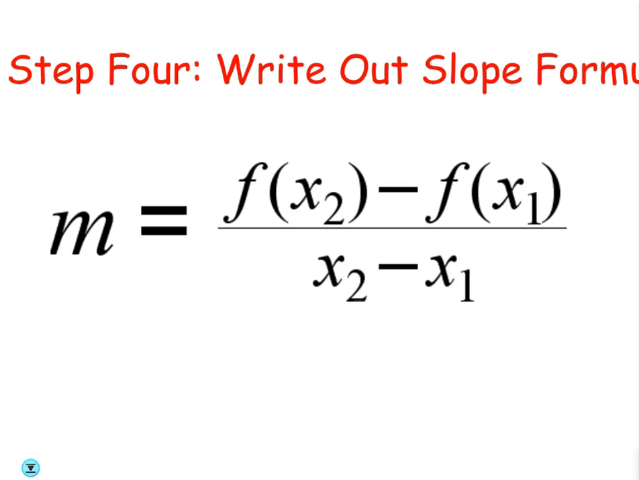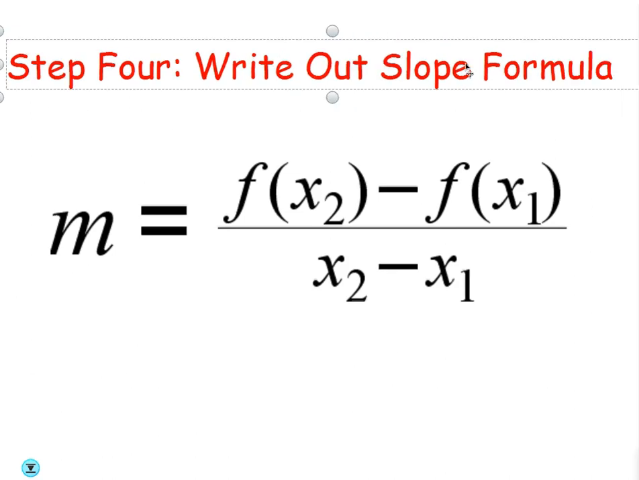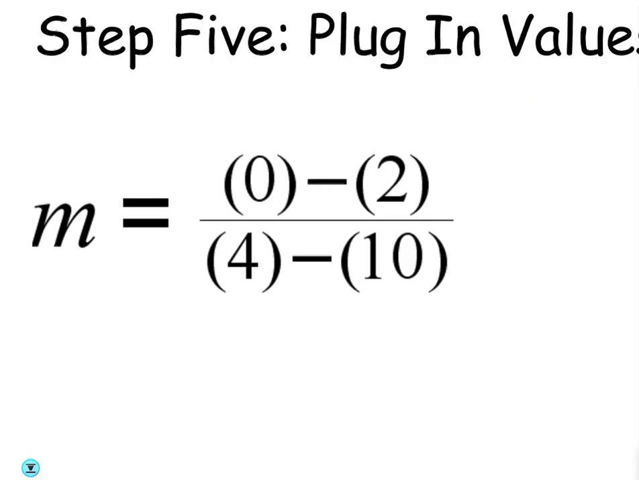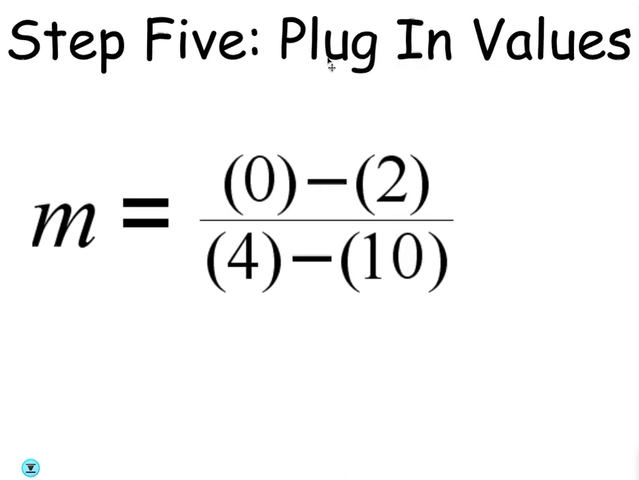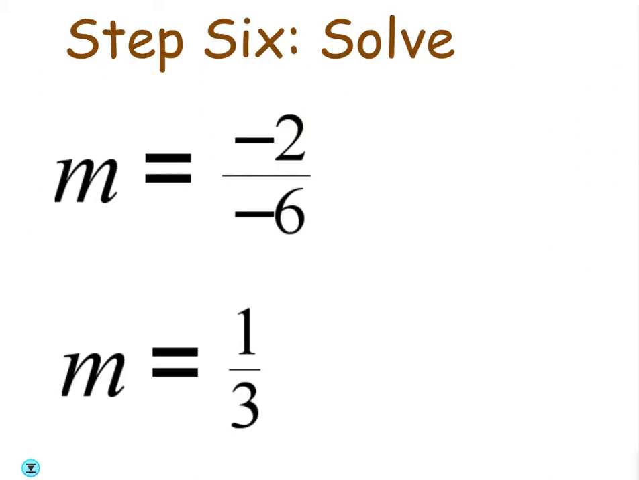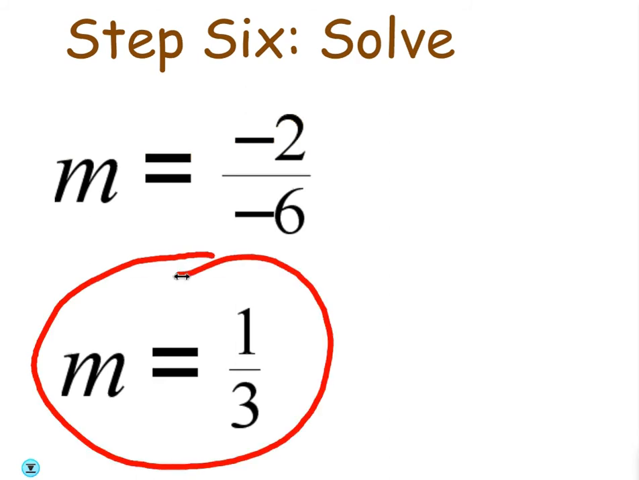Write out the formula like you guys said. Same thing, y2 minus y1 over x2 minus x1. Plug them in. And then simplify this. So we're going to get negative 2 on the top and negative 6 on the bottom, which simplifies to 1/3.